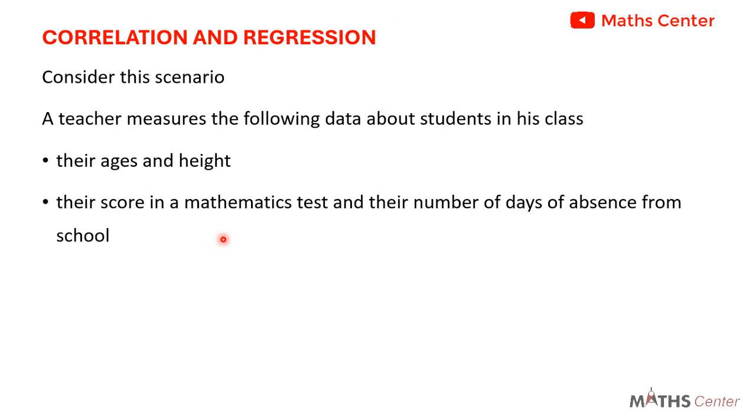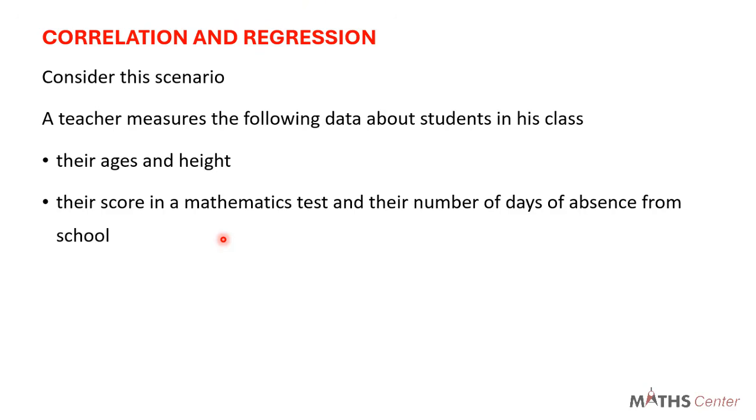In the second case, it's very likely that the teacher is going to find out that as the number of days of absence from school increases, the mathematics score decreases, because if the student is absent from school for quite a number of days, then it's likely that they missed out on the mathematics class, and so they did not understand the lesson, and as a result, they performed quite poorly in the exam. And so in the second scenario, you realize that as the number of days of absence increase, the mathematics score reduces.